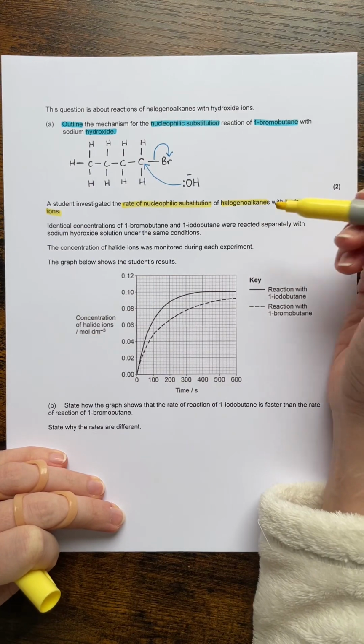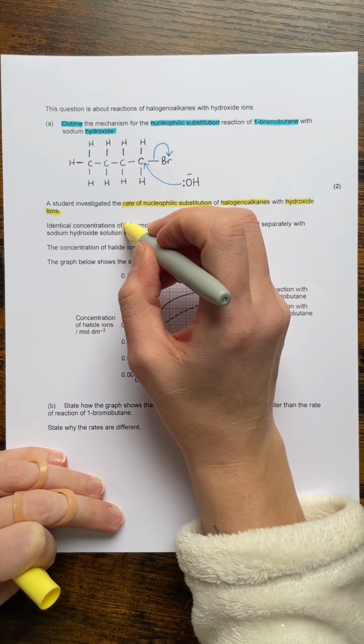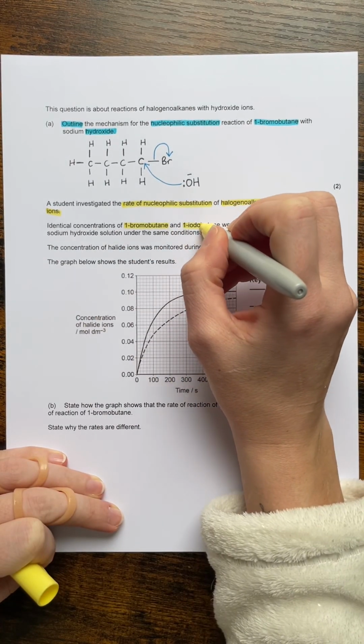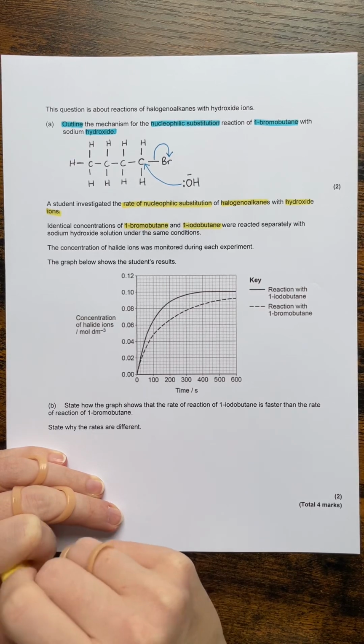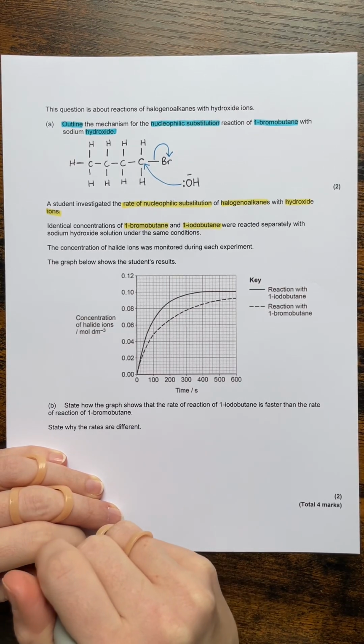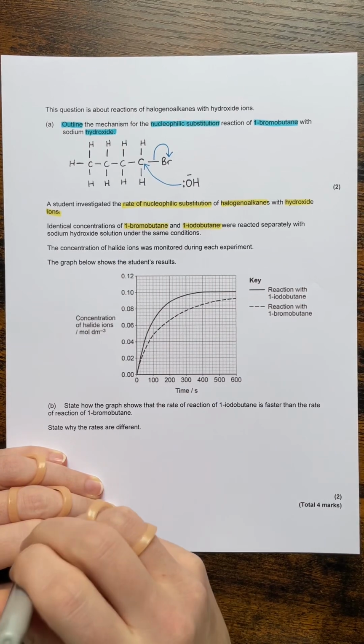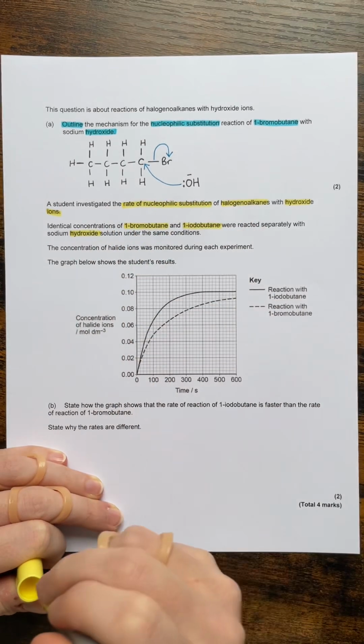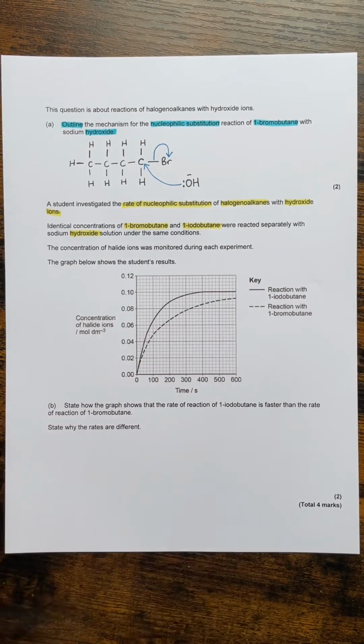Now they've done that with 2 different halogens. They've used what we've just had a look at, 1-bromobutane, so bromine is our halogen. They've also used 1-iodobutane, so iodine, as our halogen. It says we've got identical concentrations of those and that they were reacted separately with sodium hydroxide solution under the same conditions. And what they're essentially trying to get at there is that there's no difference in terms of temperature or anything that's going to affect the rate, like the concentration. The only thing that is going to give us different rates of nucleophilic substitution is the different halogen atoms in those 2 compounds.